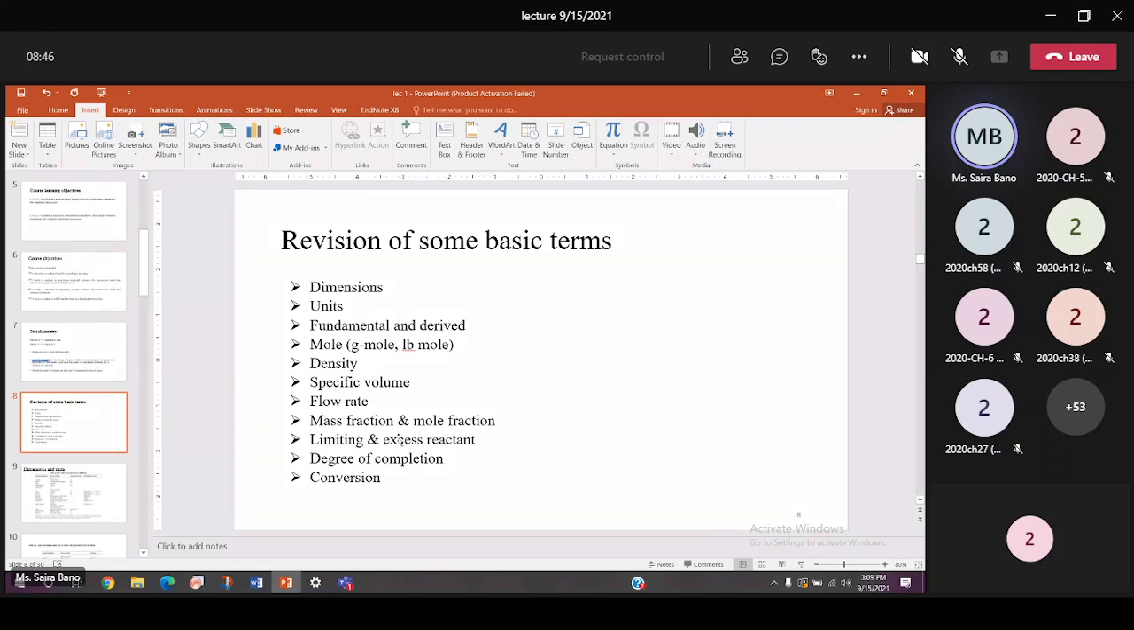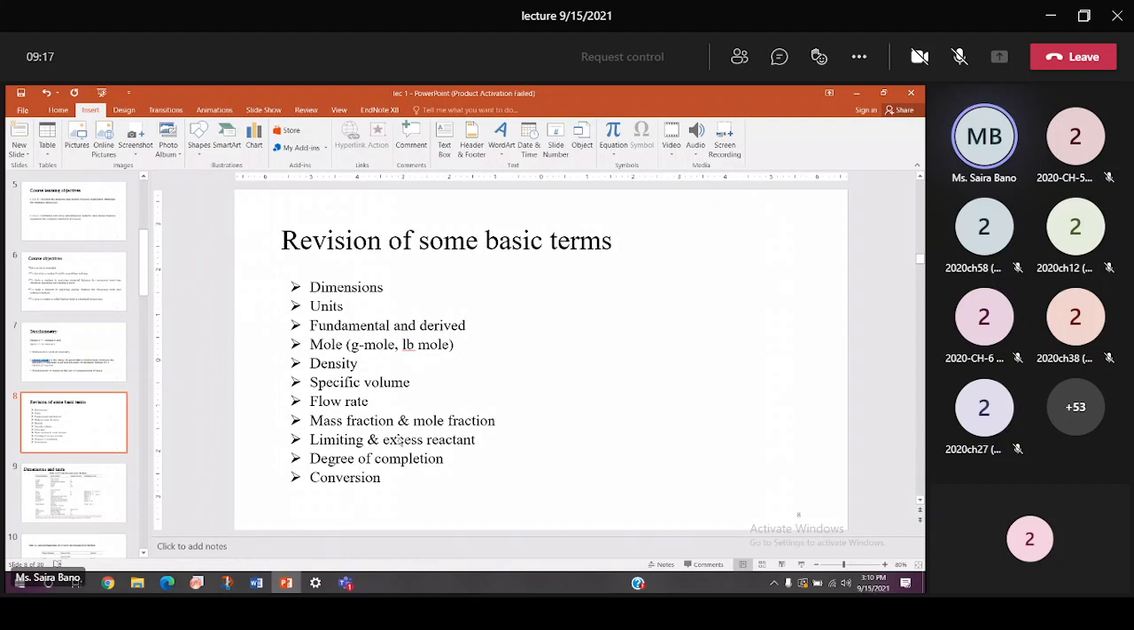So next one is density. Density is mass per unit volume of any substance. Then there is specific volume, which is actually the inverse of density. Then there is flow rate. What is flow rate? This is actually the rate at which a material mass is transported through some pipe per unit time, and it can be calculated in three different ways. Three different terms can be used. First one is mass flow rate.